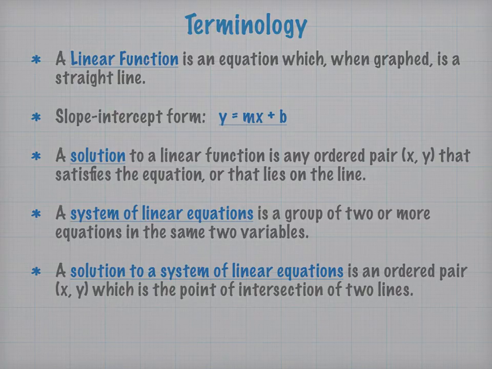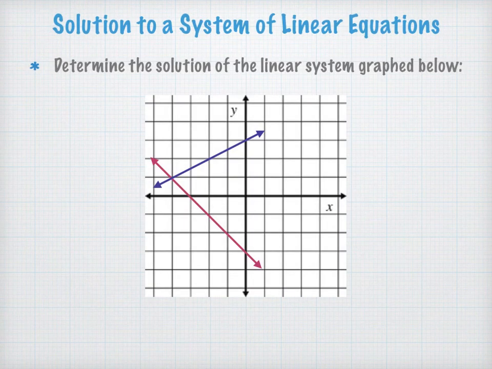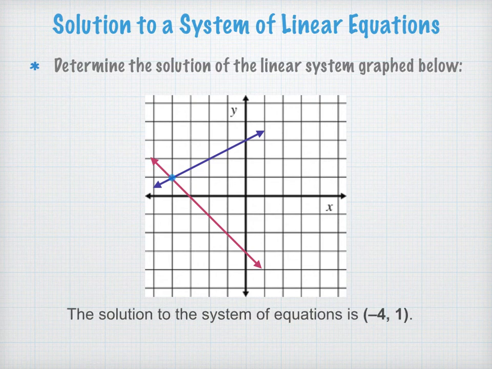So we'll start with a picture. This is a graph of a system of linear equations. We're asked to determine the solution to the system. So that is the point of intersection of the two lines. The solution to the system of equations is -4, 1.